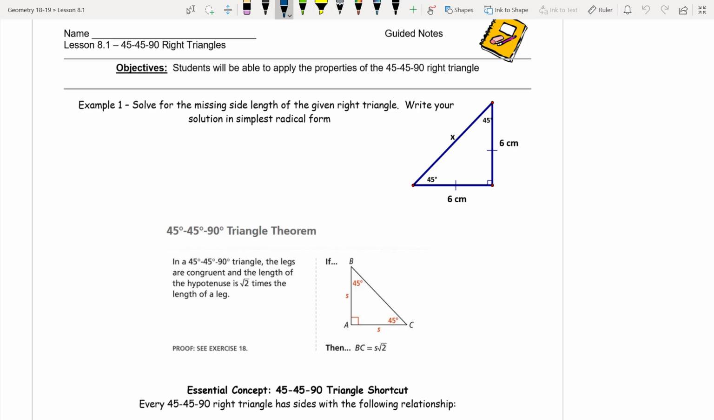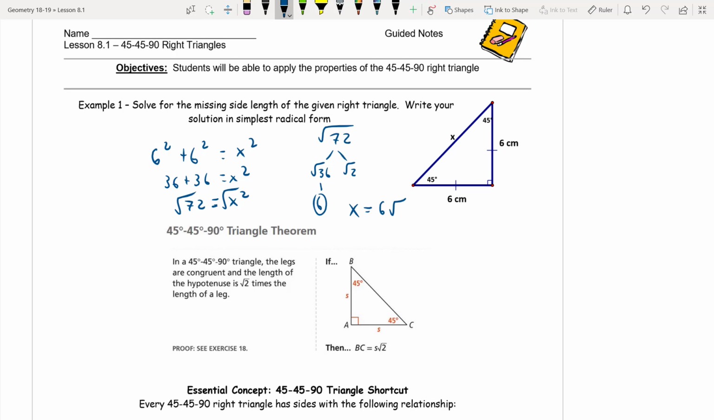measure. And if we look to solve for x here in this first problem, I've got 6 squared plus 6 squared equals x squared. If I work my way through this, I have 36 plus 36 equals x squared, and I have 72 equals x squared. I'm now going to have to do simplifying radicals here, and simplifying 72 is going to give me radical 36 and radical 2, and radical 36 just gives me 6, so x in this case equals 6 radical 2.